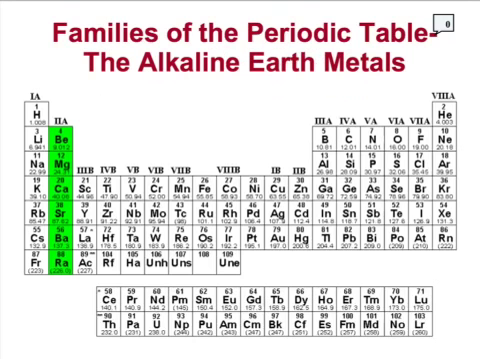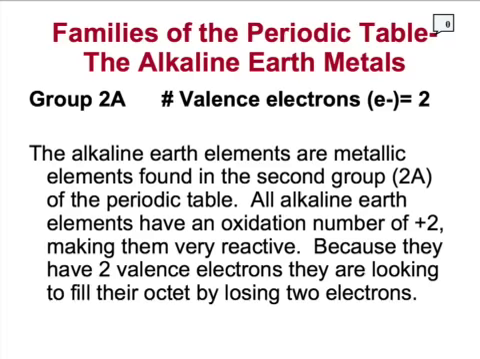Moving 1 column to the right, we have our alkaline earth metals. So at this time, label the alkaline earth metals on the periodic table in your packet. The alkaline earth metals are found in group 2A, and they have 2 valence electrons. They're metallic, and they have an oxidation number of +2, making them very reactive. Because they have 2 valence electrons, they are looking to fill their octet by losing those 2 electrons. If you were to draw a Bohr model, it would verify this.